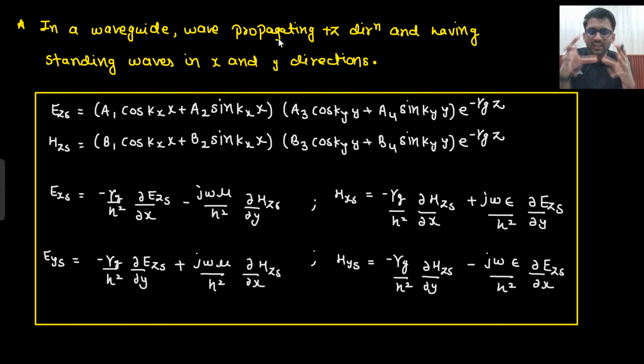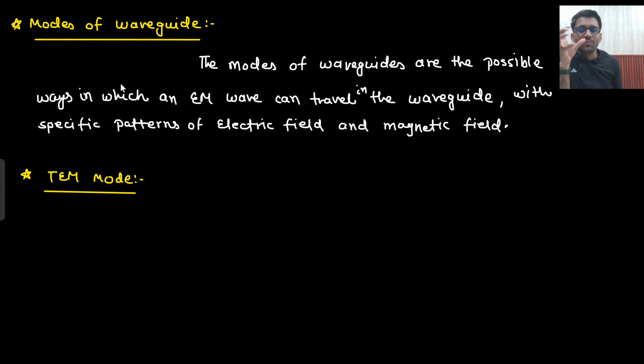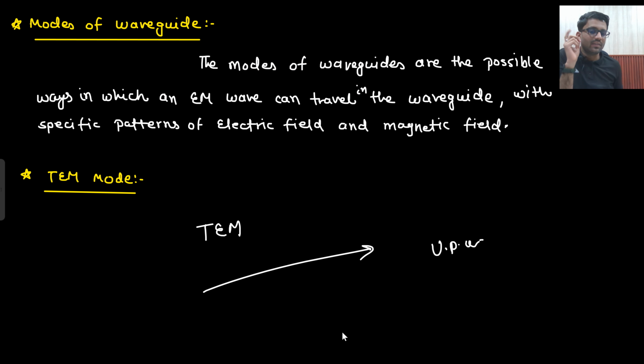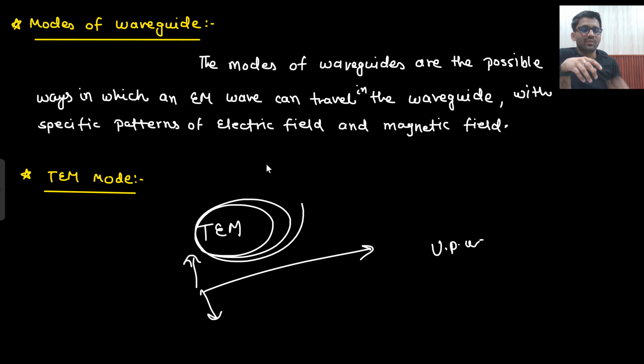Till now we have studied the basics of a rectangular waveguide. Is that clear to you? Now we will see the modes of propagation. What are we going to see? Our uniform plane wave was propagating as a transverse electromagnetic wave, with this as the direction of propagation, and E and H perpendicular to each other. So that was our TEM mode.